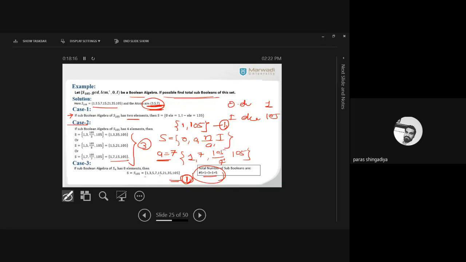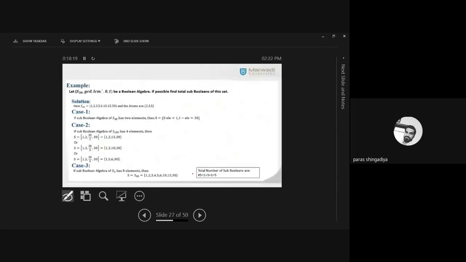Okay, nice. So similarly, we can check the second example. That is, given that S30, GCD, LCM, dash 0 and I, be a Boolean algebra, find out the total sub-Boolean algebras of the set. Okay, the same procedure, we just change the set only, S30.